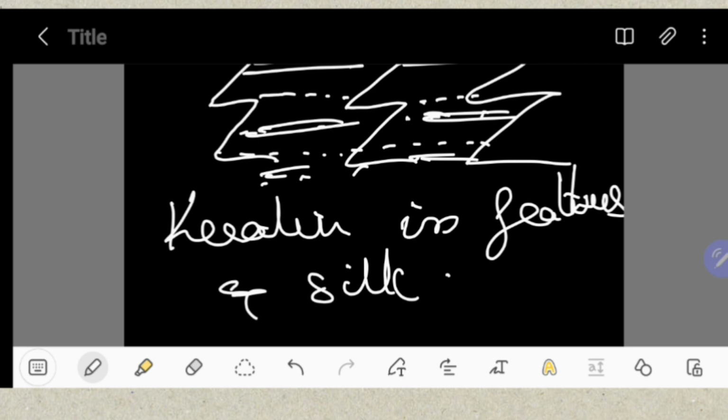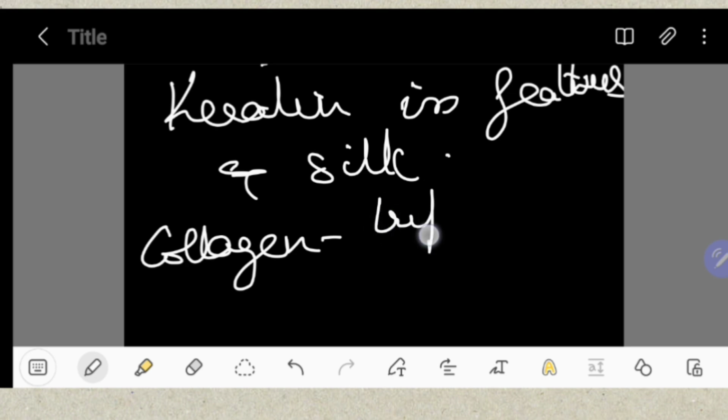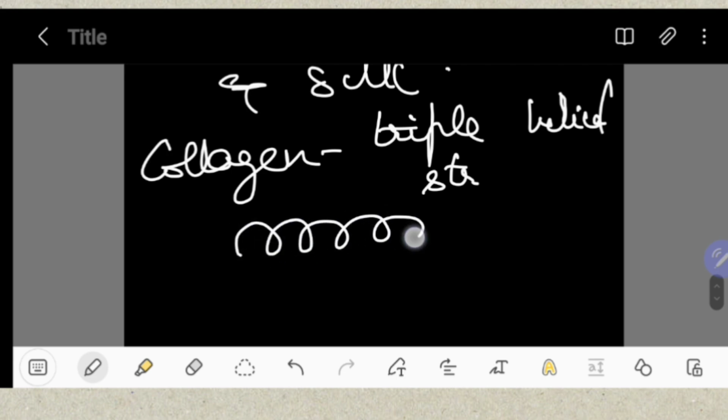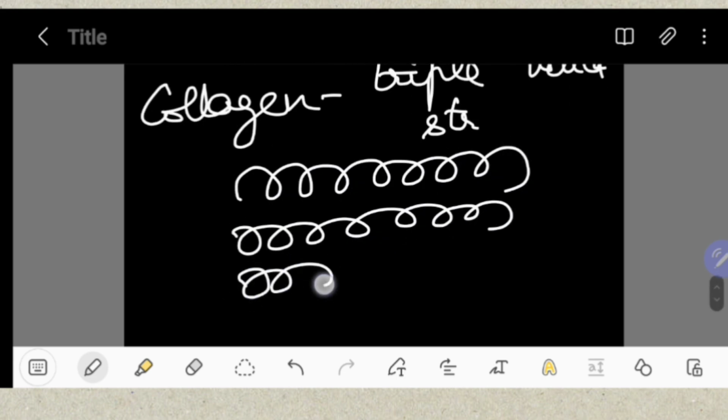Okay, now do you know what collagen has? This collagen has a triple helical structure, like this. This is how your collagen is seen. It was said by G. N. Ramachandran, an Indian biologist, that collagen has a triple helical structure.